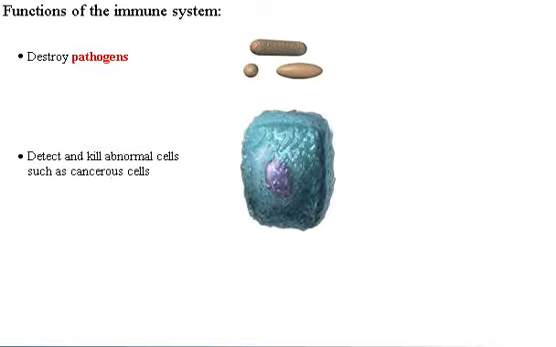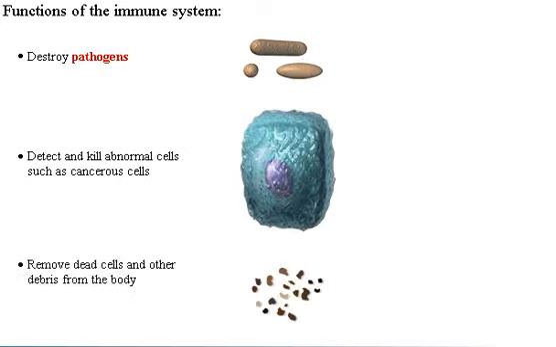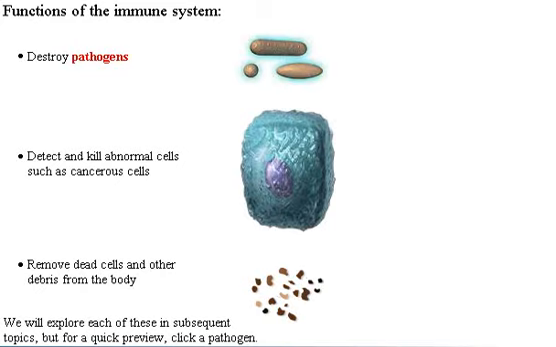The immune system has 2 major functions: to destroy disease-causing organisms, also called pathogens, that enter the body, and to detect and kill abnormal cells, such as cancerous cells, within the body. In addition, some cells of the immune system remove dead cells and other debris from within the body. We will explore each of these in subsequent topics, but for a quick preview, click a pathogen.